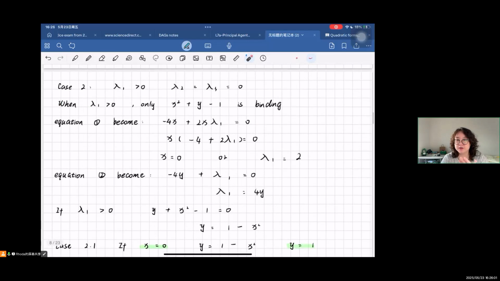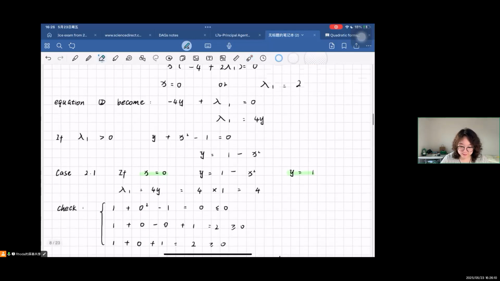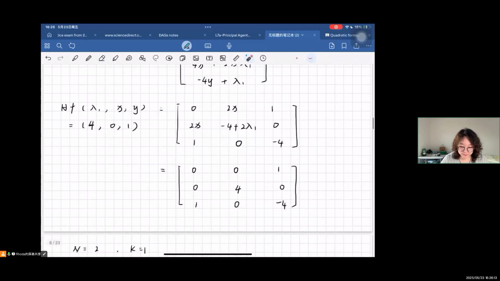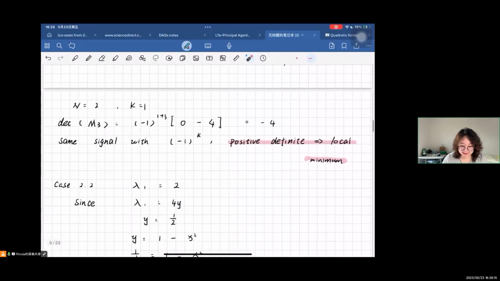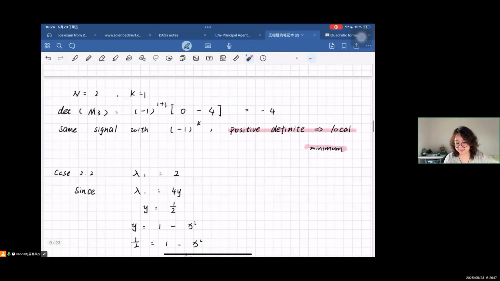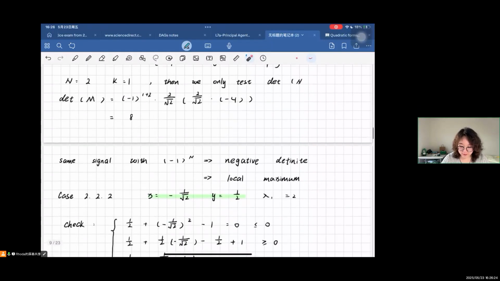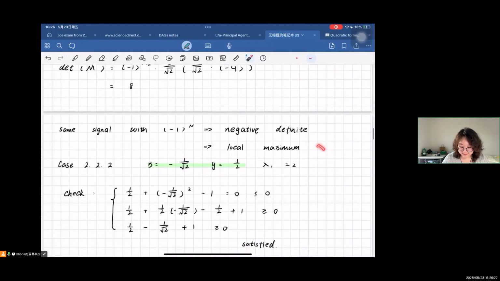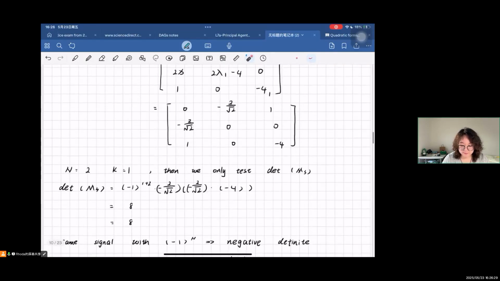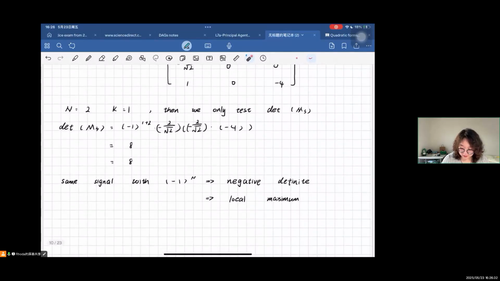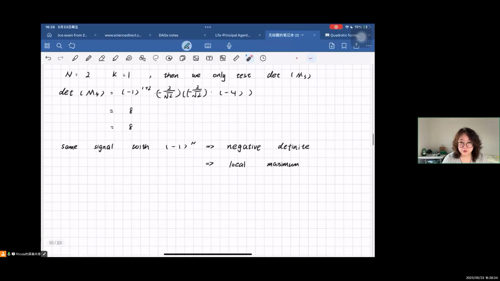For case 2 to case 4, we only have 1 constraint binding. So we can find the bordered Hessian and use it to determine whether it's a local maximum or local minimum. For this part, we can find the potential points, put them into the bordered Hessian, and test the determinant of the bordered Hessian. It's positive definite, it's a local minimum, it's what we want, it's great. And then for the following point, it's a local maximum, we don't want it. And another point is also a local maximum.